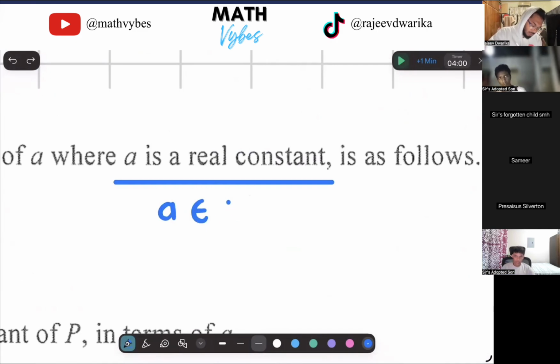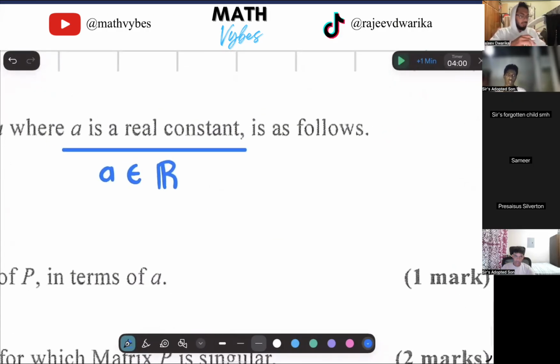Constant. Not just any constant, but a real constant. Do you all know what the set of real numbers is? Do you all know what real numbers are? Well, when you say real numbers, numbers like 1, 2, 3, 4, 5, 6, we're not real.